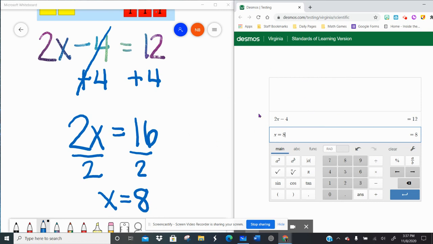So make sure you're utilizing the calculator as you're working through the steps.